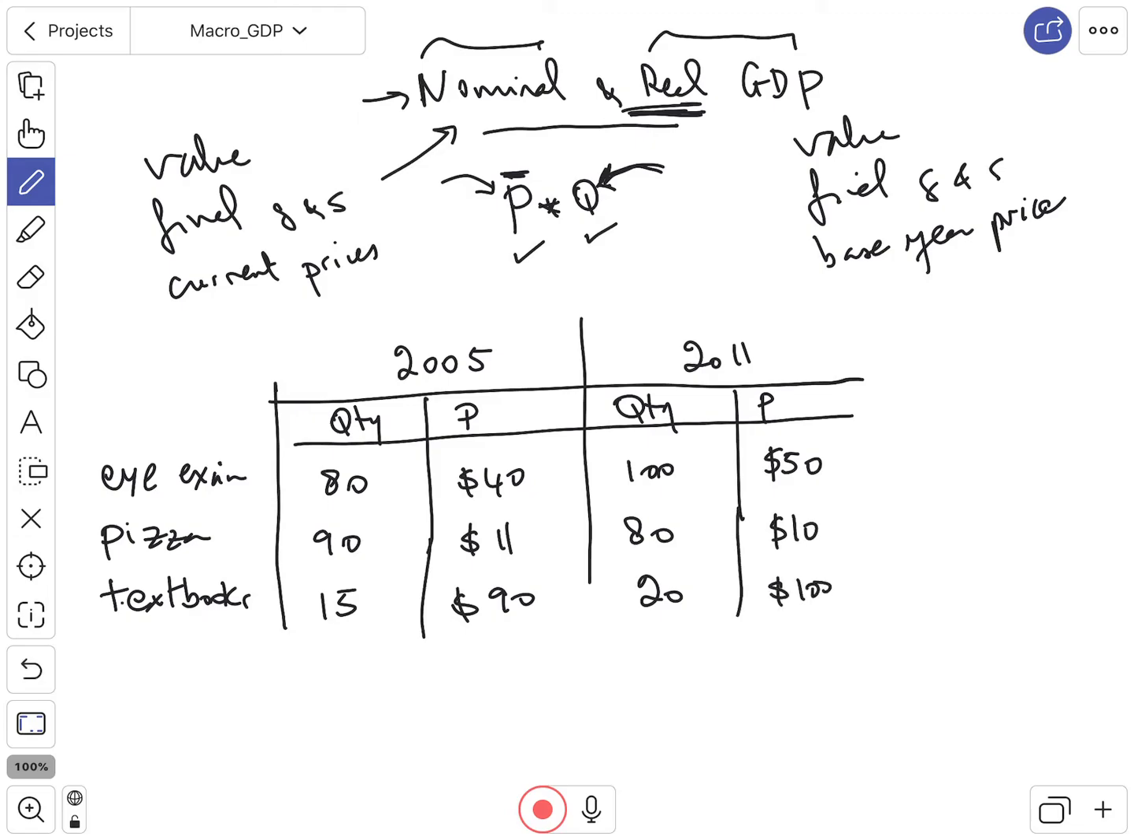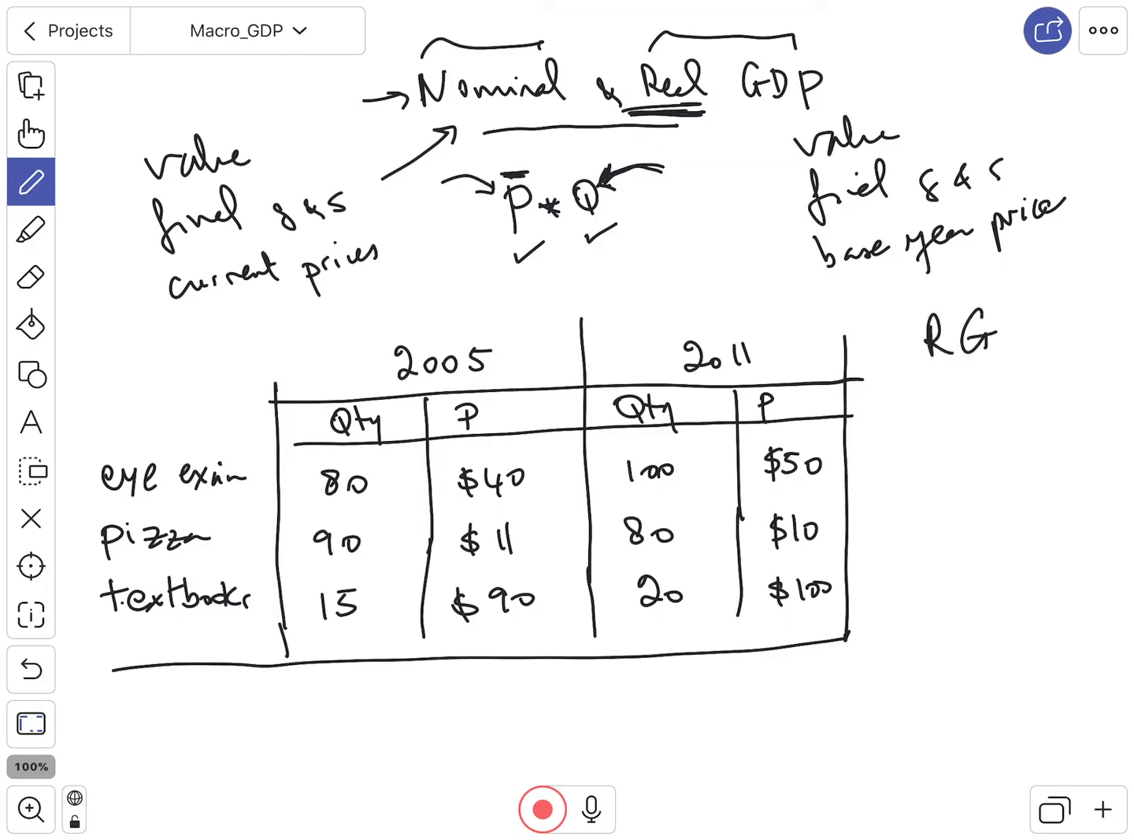These are the typical questions that you will get: to compute the real GDP, the nominal GDP, and the GDP deflator, which is the measure of prices. Usually those are the 3 main questions that you will see.